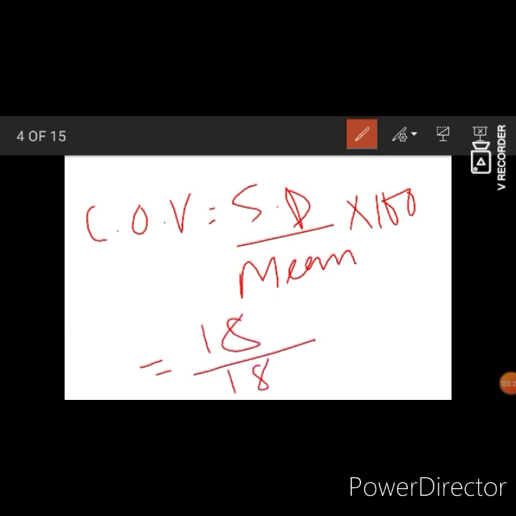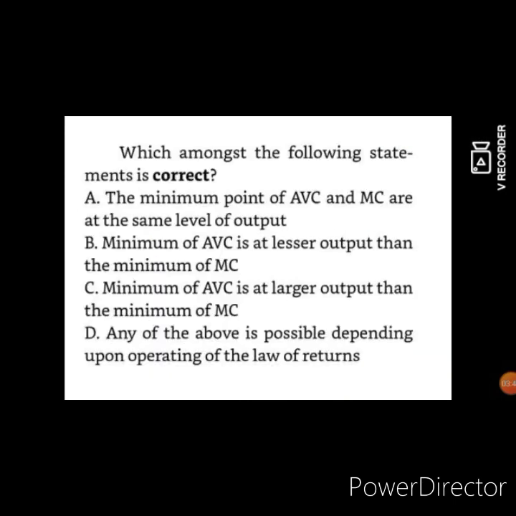Now the third question is, which amongst the following statement is correct? Option number A is the minimum point of AVC and MC are at the same level of output. B, minimum of AVC is at lesser output than the minimum of MC. Third is minimum of AVC is at a larger output than the minimum of MC. And D is any of the above is possible depending upon the operating of the law of returns. So the correct answer is option number 3. Let me explain why.